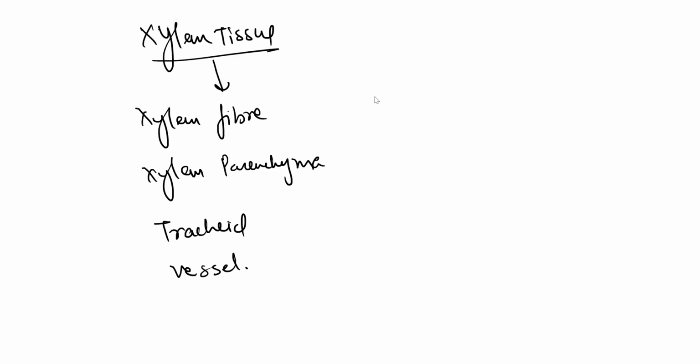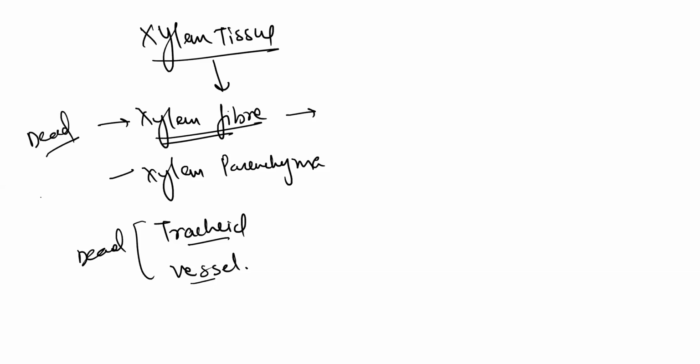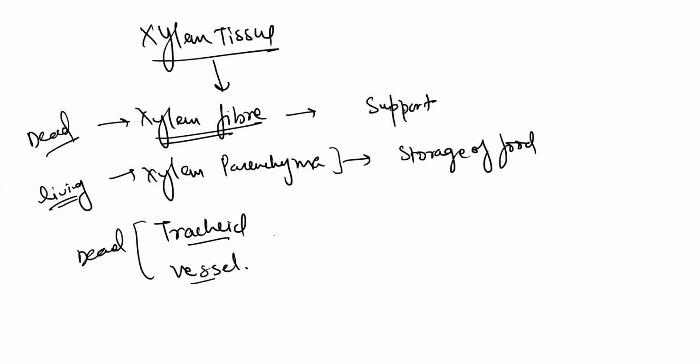Okay, let's talk about the xylem. Here we have xylem fiber. Xylem fiber is this one, this one, and this one. These three are dead parts. This is also a dead part, but this is living. And you are very much familiar that xylem fiber provides support, and xylem parenchyma helps in the storage of food, and tracheids and vessels help in water conduction.